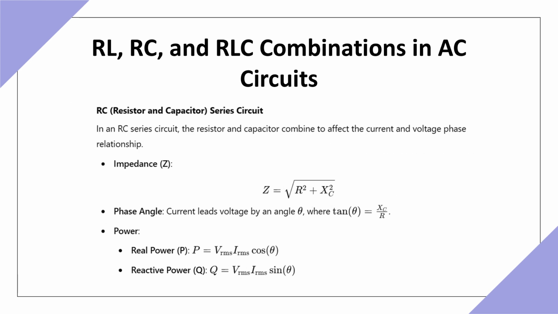In RC circuits, the capacitor causes current to lead voltage. The impedance is a combination of resistance and capacitive reactance, Z equals square root of R squared plus XC squared. Current is found using Ohm's law, I equals V divided by Z. RC circuits are widely used in timing applications and filters.